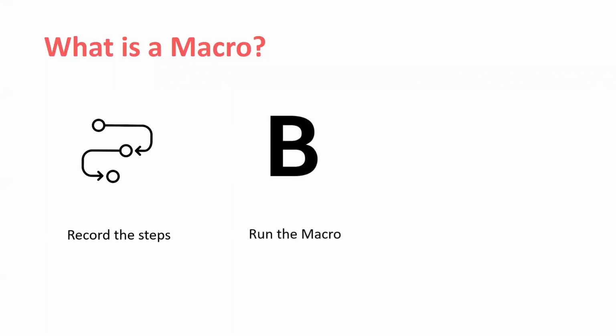All right, so as I said, what is a macro? So we're going to record some steps to complete a simple or a complex task. And once you've recorded the steps, you can then run the macro in order to automate that task. So it makes things very efficient, it refines your workflow, and it enables you to complete a task much quicker. So the first step is to record the macro, which I'm going to show you how to do. And once you record the macro, you can then run that macro.